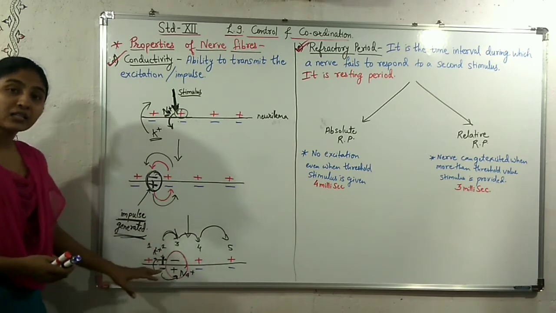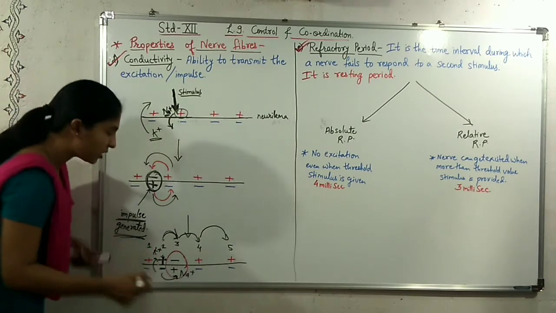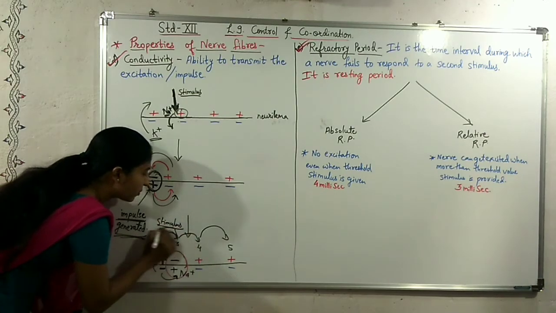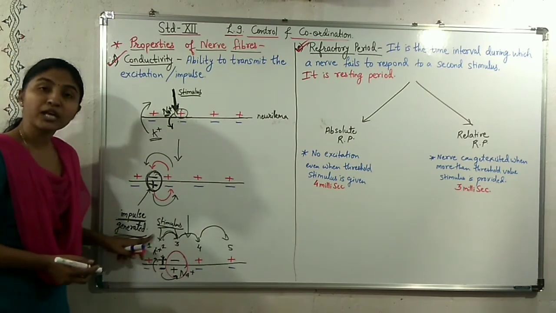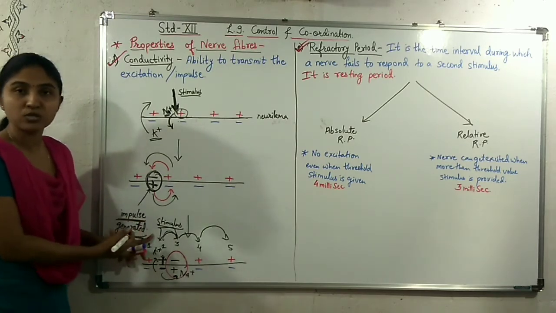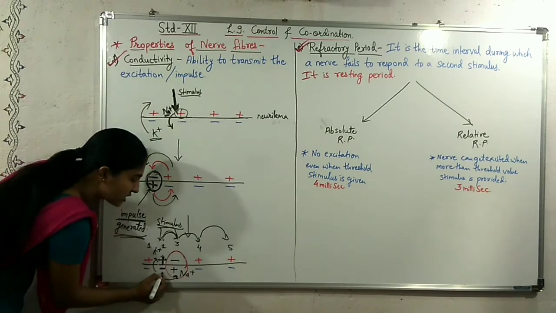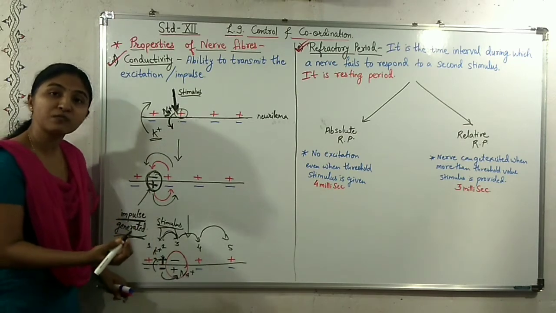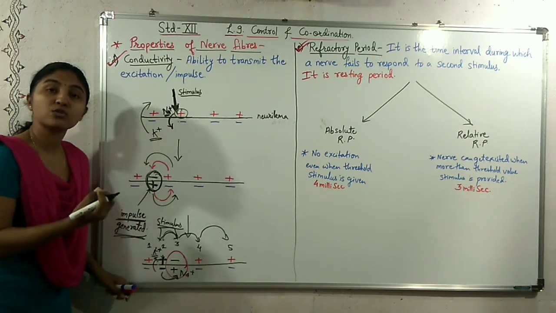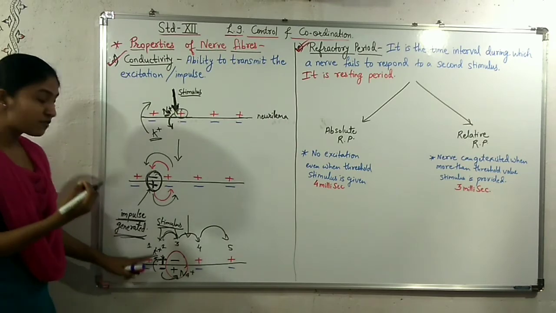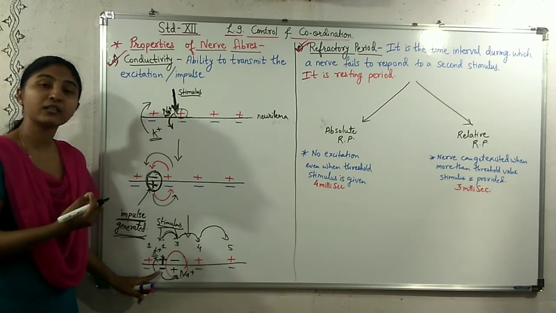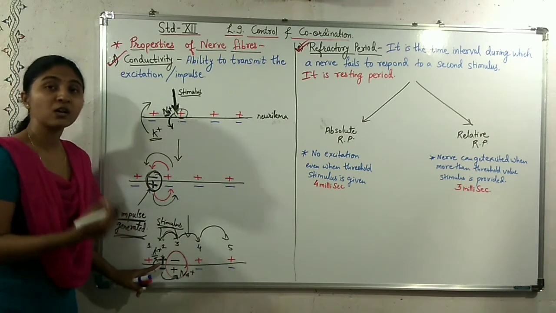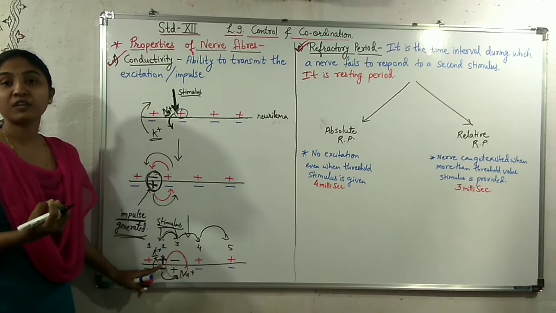Now here at this point, if any other stimulus is provided, what will happen? There is no sodium ion outside over here. Whatever sodium ion was there was taken in already. Here the positive charge is there, but that positive charge is of potassium ion. So even if the stimulus is provided at the same point, point 2, what will happen? The permeability of the membrane will change.